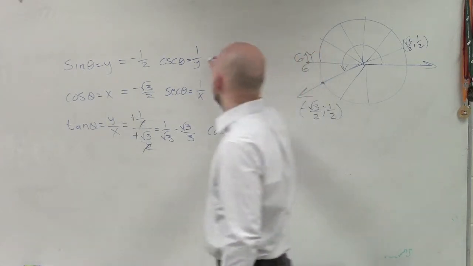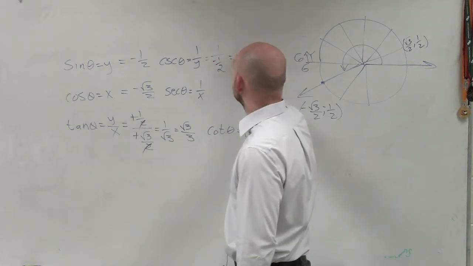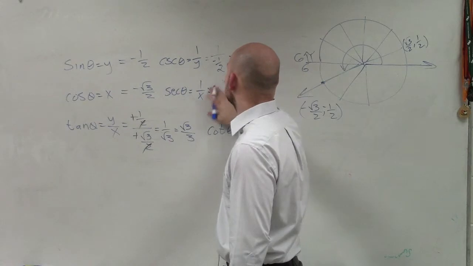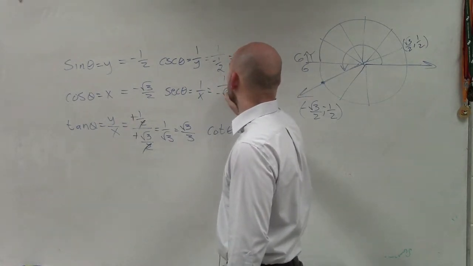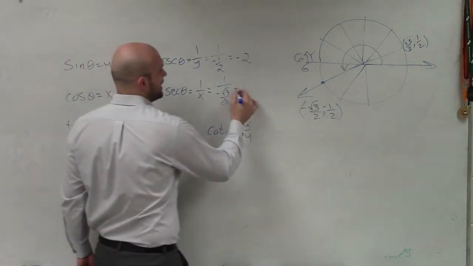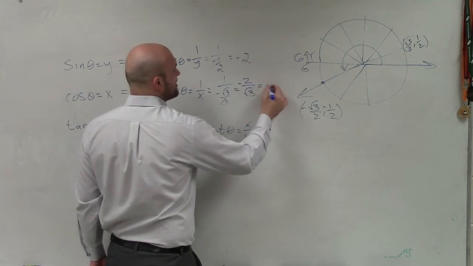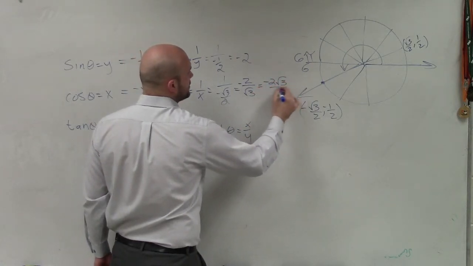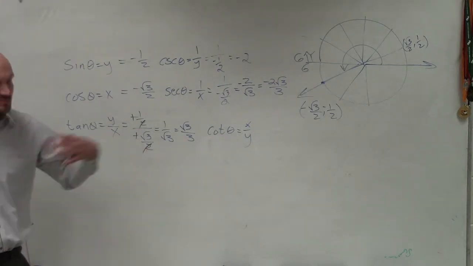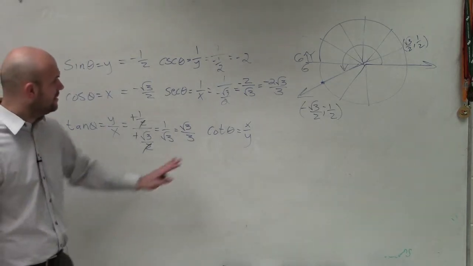So for sine, I have 1 over negative 1/2. I can multiply by the reciprocal, and that's going to give me a negative 2. For secant, I have 1 over negative square root of 3 over 2. When I multiply by the reciprocal, I end up with negative 2 over the square root of 3. Rationalize the denominator. My final answer is negative 2 square root of 3 over 3. Since this is a review, I'm just doing this a little bit quicker. If you need help with that, come and see me outside of class.